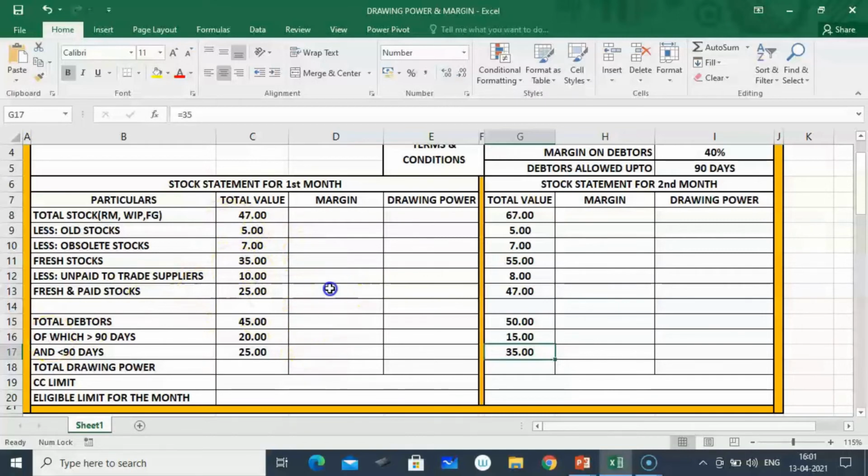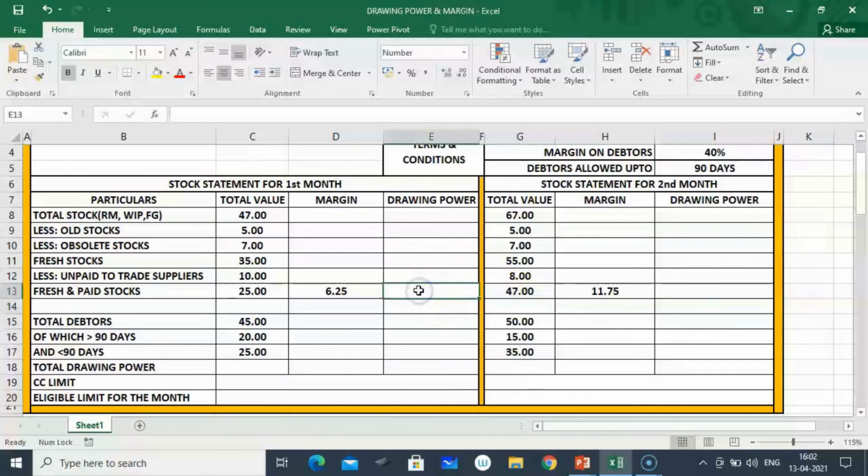The margin on stocks is 25%, right? So we will apply the margin of 25% on the fresh and paid stocks. So 25 lakhs into 25% comes to 6.25. So the margin in the first month is 6.25 and in the second month it would be 47 into 25%, it comes to 11.75.